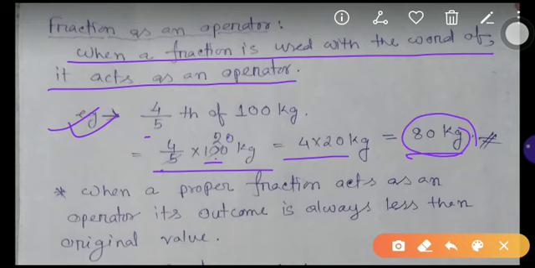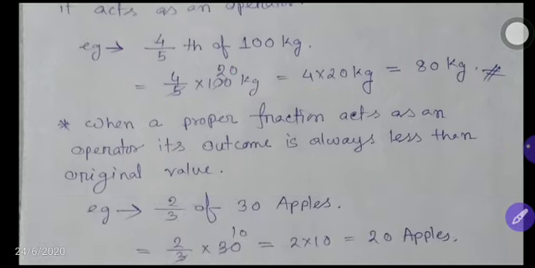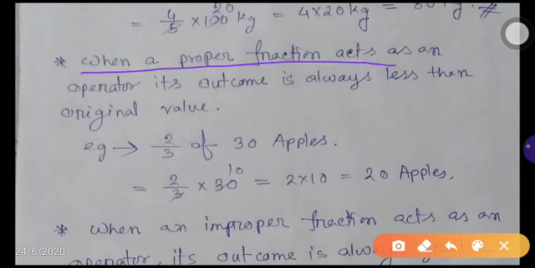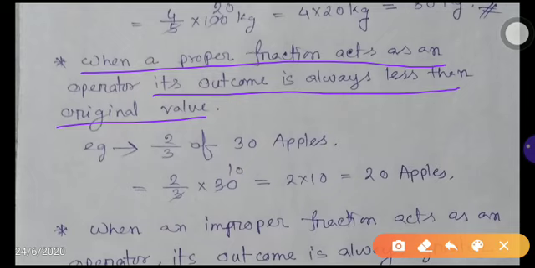Okay, so next, these 2 points you have to remember. When a proper fraction acts as an operator, its outcome is always less than the original value. Okay, for example you see 2 by 3. 2 by 3 is a proper fraction, its value is less than 1. Okay, 2 by 3 of 30 apples will be how much? That means of means what? Multiplication. Okay, of is there, so this 2 by 3 is acting as an operator.